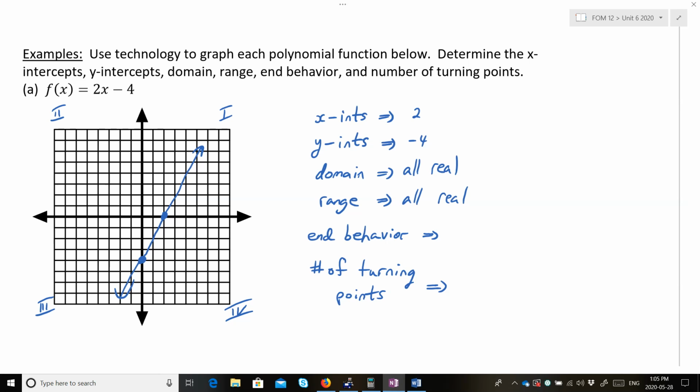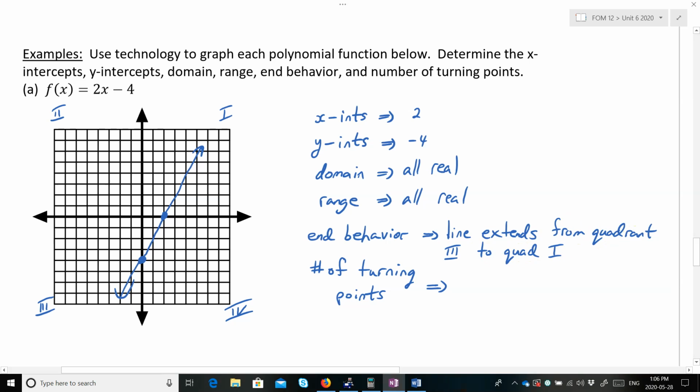And for end behavior, we could just say that the line extends, as we move left to right, from quadrant 3 to quadrant 1, and I'm going to abbreviate it as quad 1 now. And the number of turning points for a linear function, does this graph turn and go back at any point? No, so there are 0 turning points.